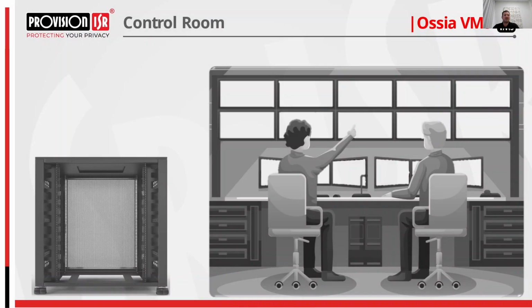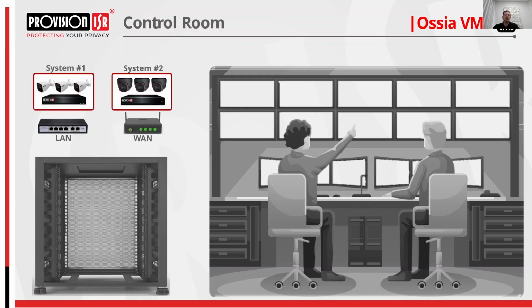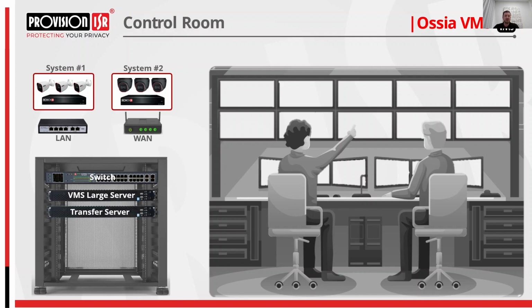Now that you understand what enterprise hardware we offer, let's look at it working in unison inside of a control room environment. So typically you would have your multiple systems connected to your VMS, either in the local LAN or outside the local LAN via the internet, that will connect to some sort of switch in a centralized location. Typically in the same centralized location, you would have your management servers, and if you have the need for transfer servers or storage servers, they would sit inside the centralized location as well.